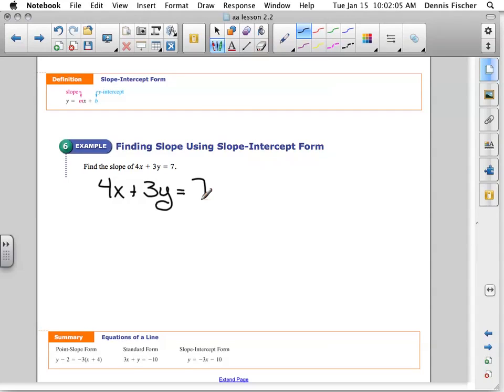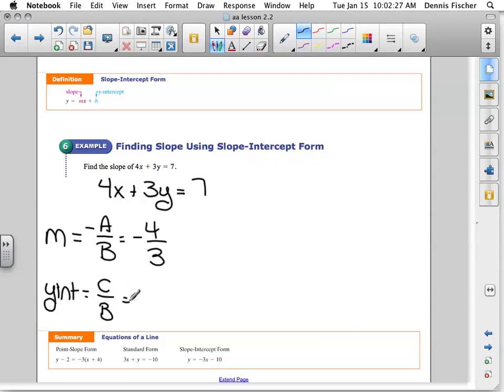So my slope on here, if you remember, I do not have to get y by itself. I can just go like this. Slope is negative A over B, which is going to be negative 4 over 3. This was in standard form. That's all. I'm done. That's my slope. My y-intercept is C over B, which is 7 over 3. So my point would be (0, 7/3), right, as a point.